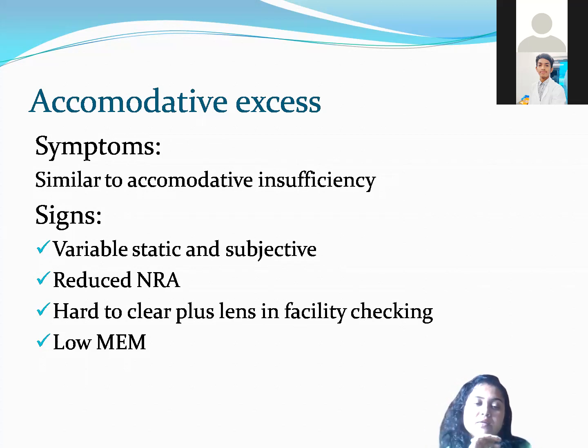So we need to differentiate between accommodative excess and accommodative spasm, because both the treatment options are different. Because in accommodative spasm the patient has reached the highest stimulated accommodation. He cannot come back to normal. But for accommodative excess, if you are giving some stimulus, he can come back to normal. That is the difference between the spasm and excess case.